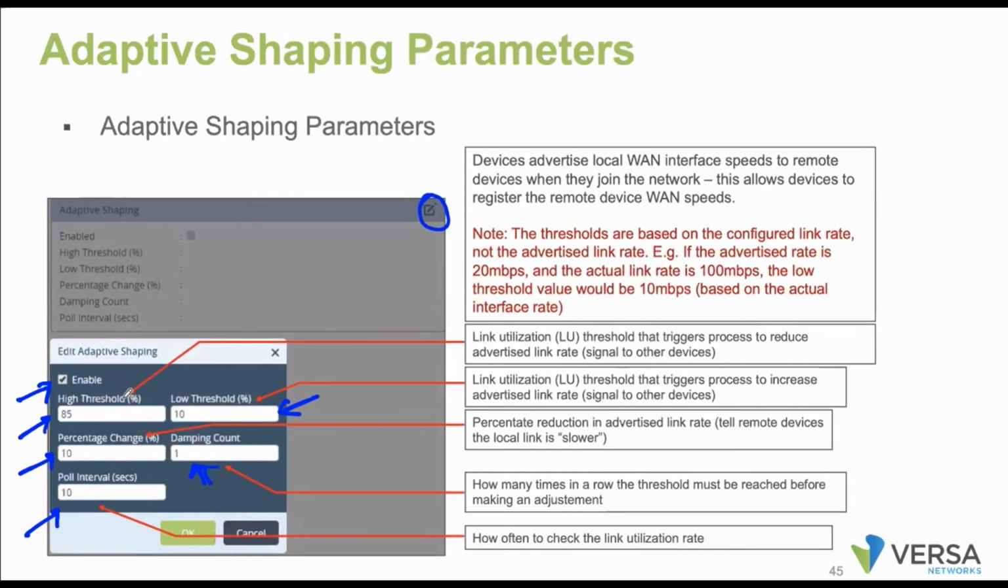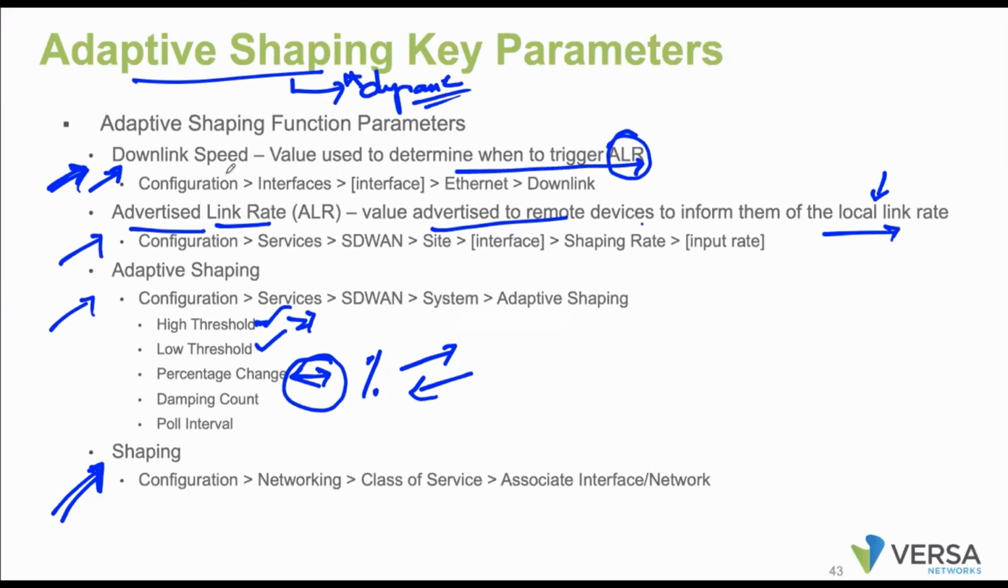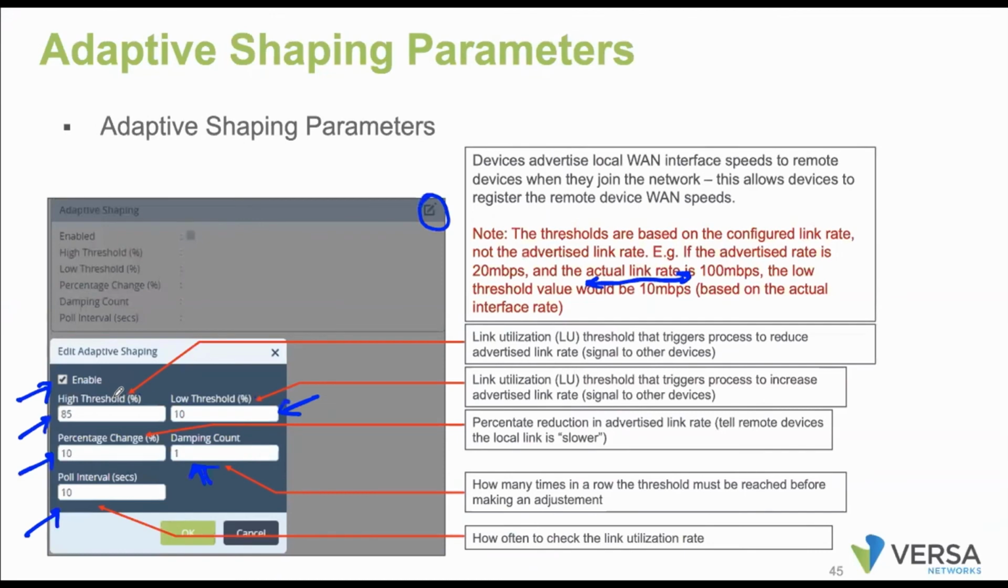What is the high threshold? When it comes to the threshold values, how are the percentage threshold values calculated? The percentage threshold values are calculated against the actual link rate. So we have to explicitly mention the downlink speed. This value will be used to calculate the high threshold on that interface and the low threshold on that interface. These values will be calculated against the actual values on the interface.